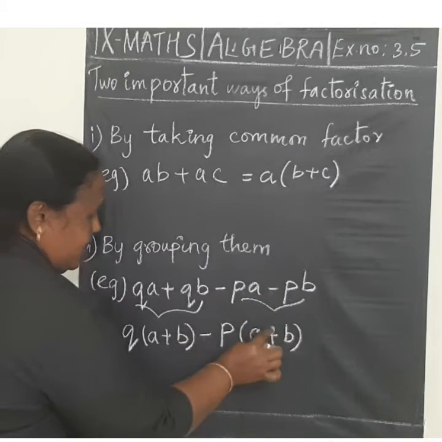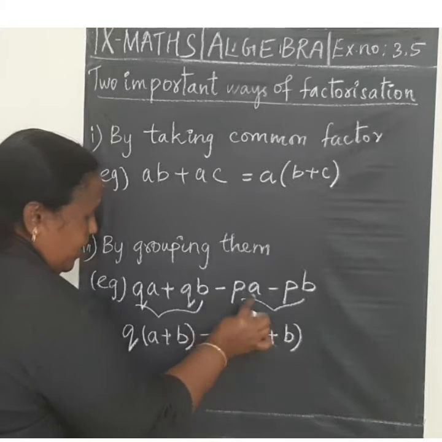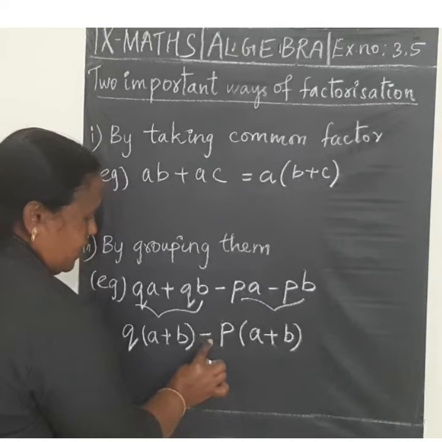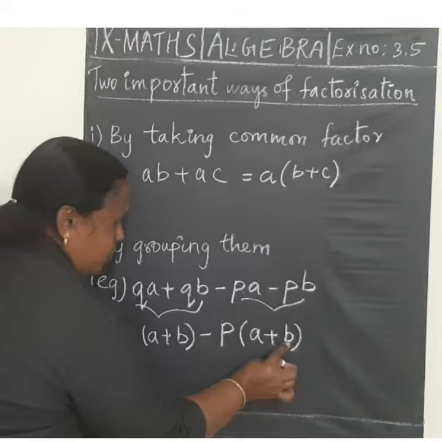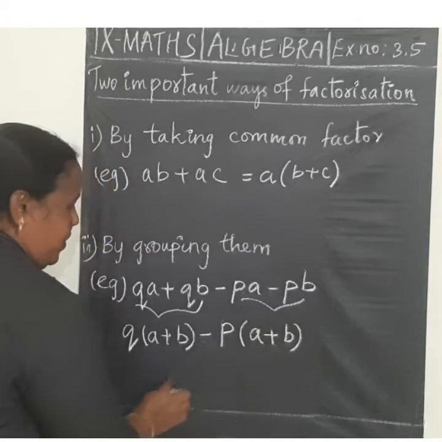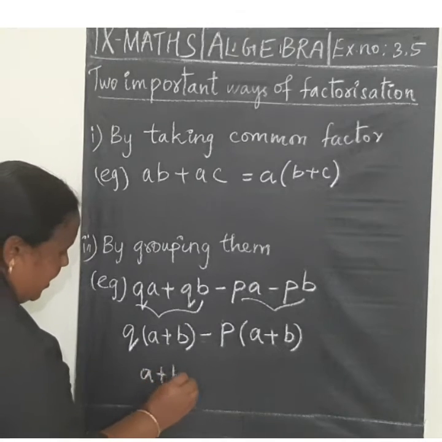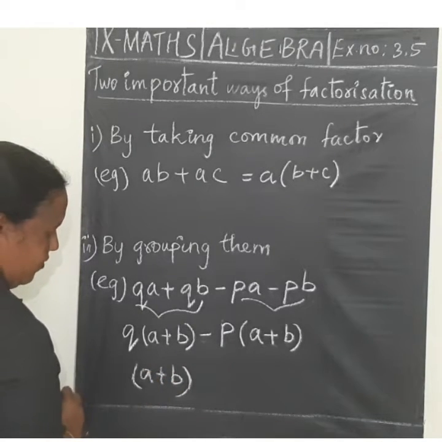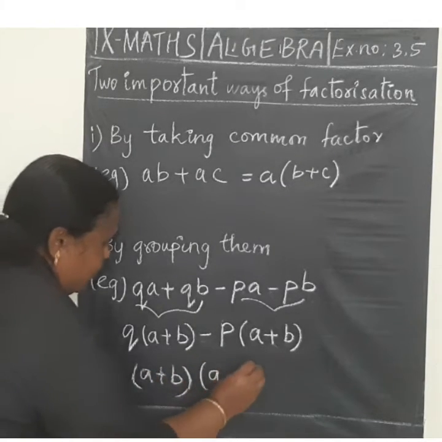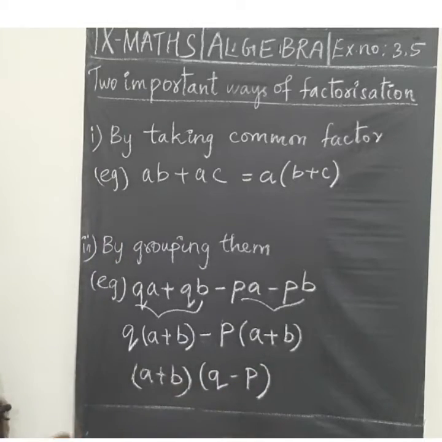If you multiply inside, P into A gives minus PA, so we take this minus sign also. Minus P into B gives minus PB, so we put a plus sign inside. Now A plus B and A plus B are common, so we write A plus B outside. Next, Q minus P.